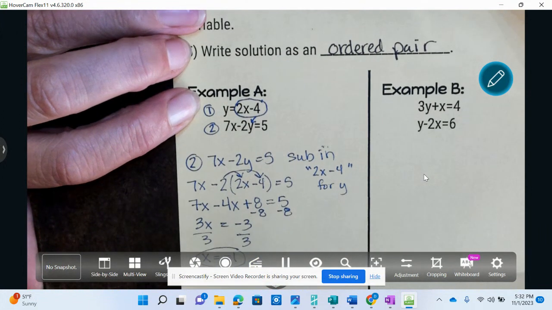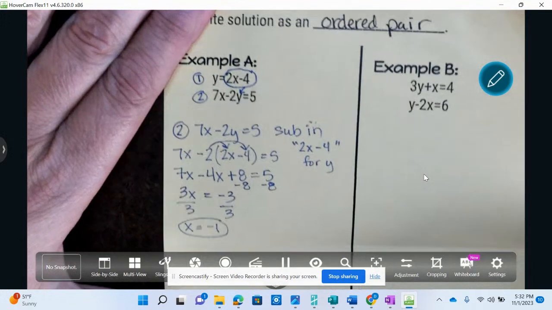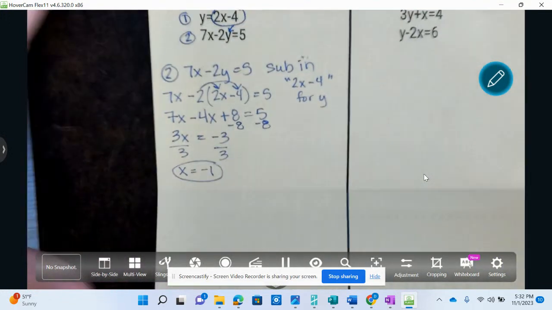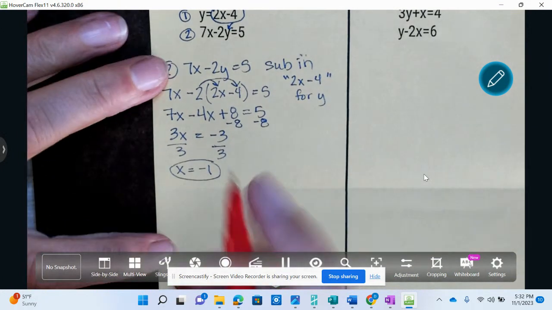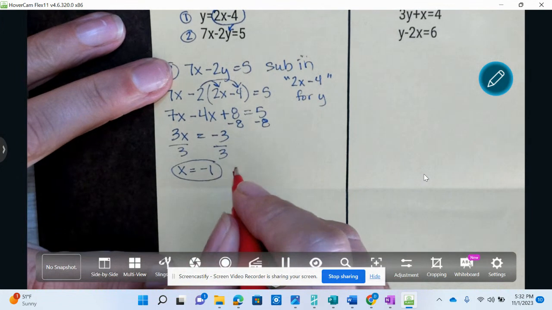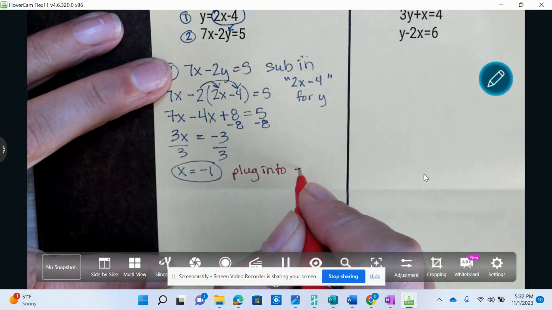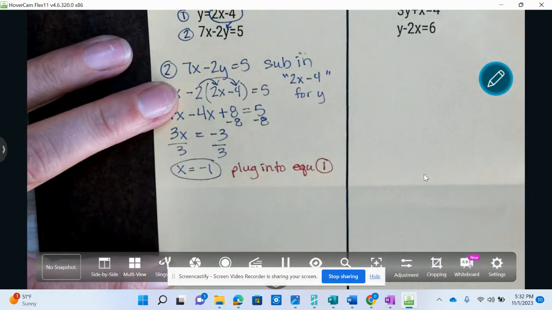But we're not done yet. Remember that we have to take that x equals -1 and plug it back into one of the original equations. So I'm going to plug x equals -1 into equation 1. What does that look like?